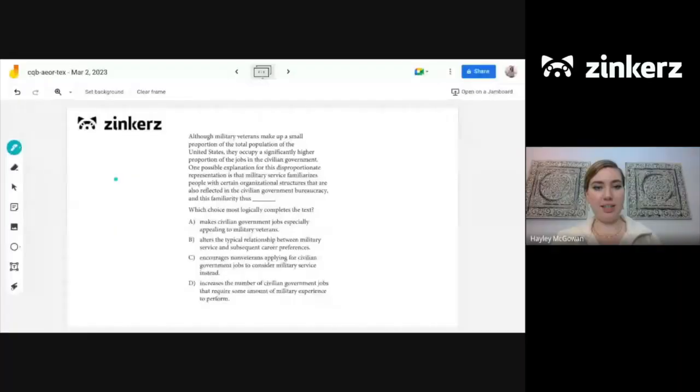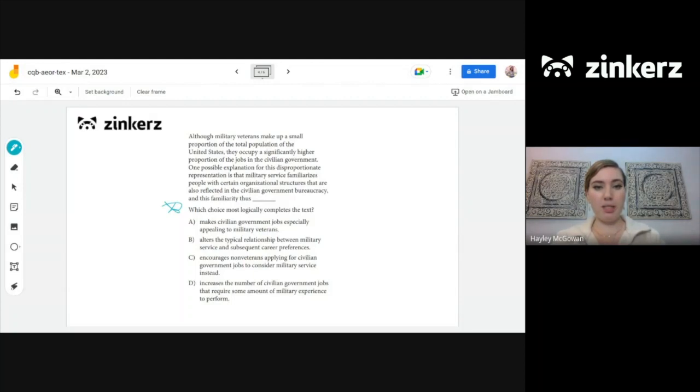Let's see what type of question we have for today. All right, so looking at the question, we can see that this is going to be a conclusion question. It's asking us which choice most logically completes the text, and the blank is at the end. So we need to think about a great conclusion for this passage that doesn't bring in new information or information we can't know from the passage. It has to all be found in the passage itself in order to be a good conclusion. So let's see what we have.